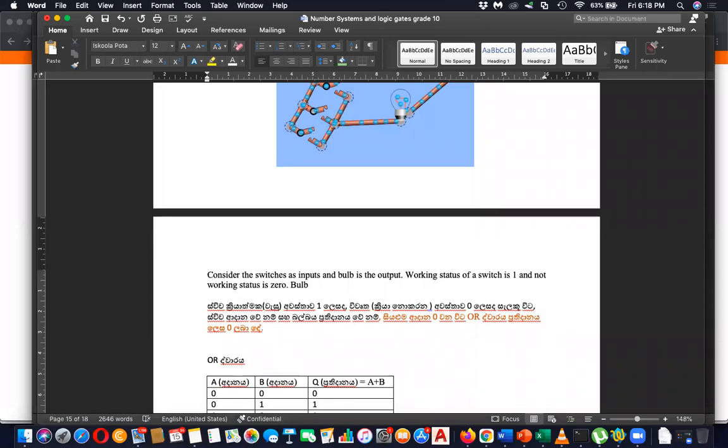Bulb will not turn on. So this is the important thing. Bulb will not turn on if all inputs are 0. If all inputs are 0, all switches are not working.